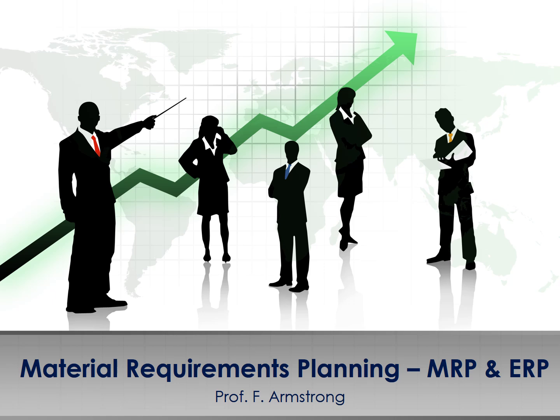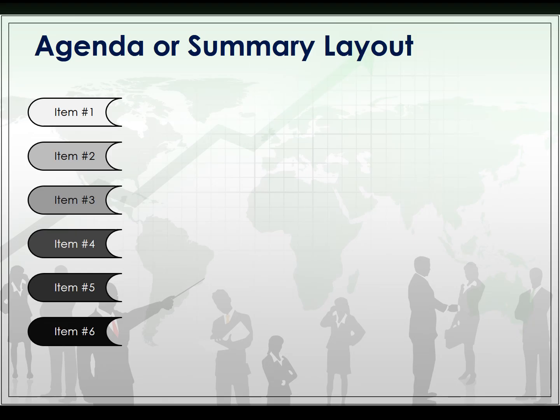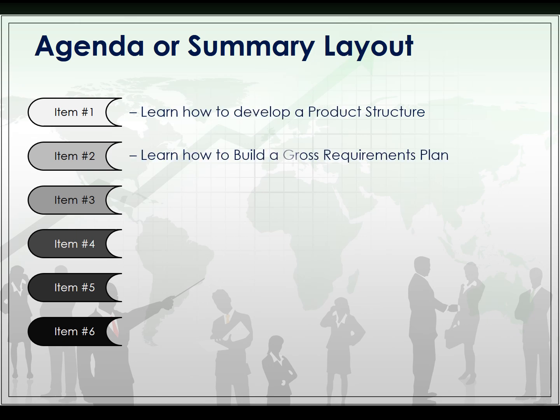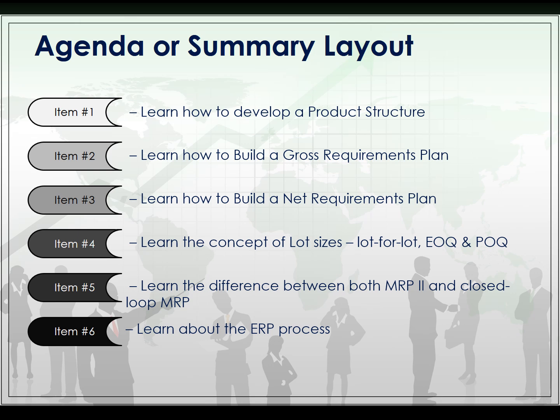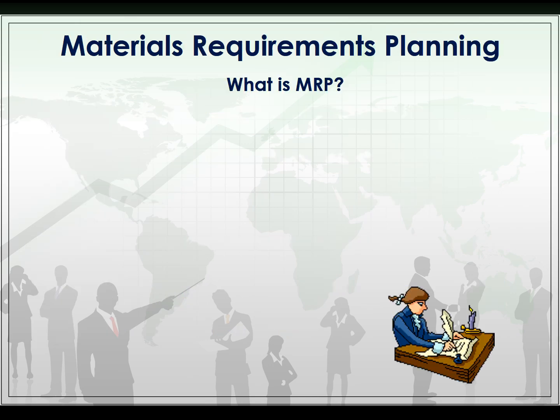In this section, we're going to talk about material requirements planning, called MRP and ERP. Our objectives here are to look at how to develop a product structure, learn to build a gross requirement plan, also learn how to build a net requirement plan. We want to look at the concept of lot sizes and take a look at the difference between MRP, open and closed loop, and also learn a little bit about the ERP process.